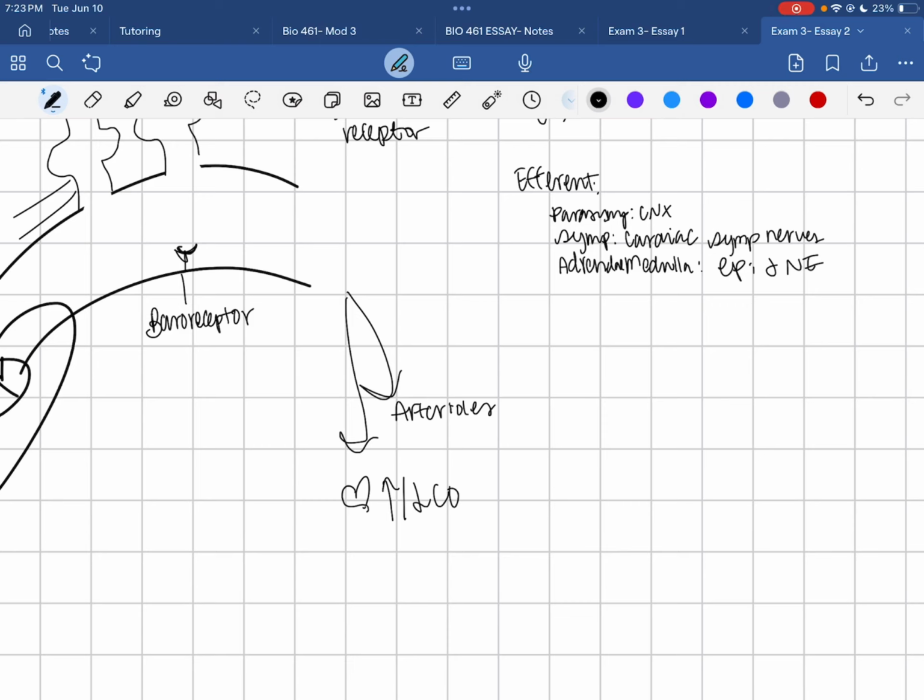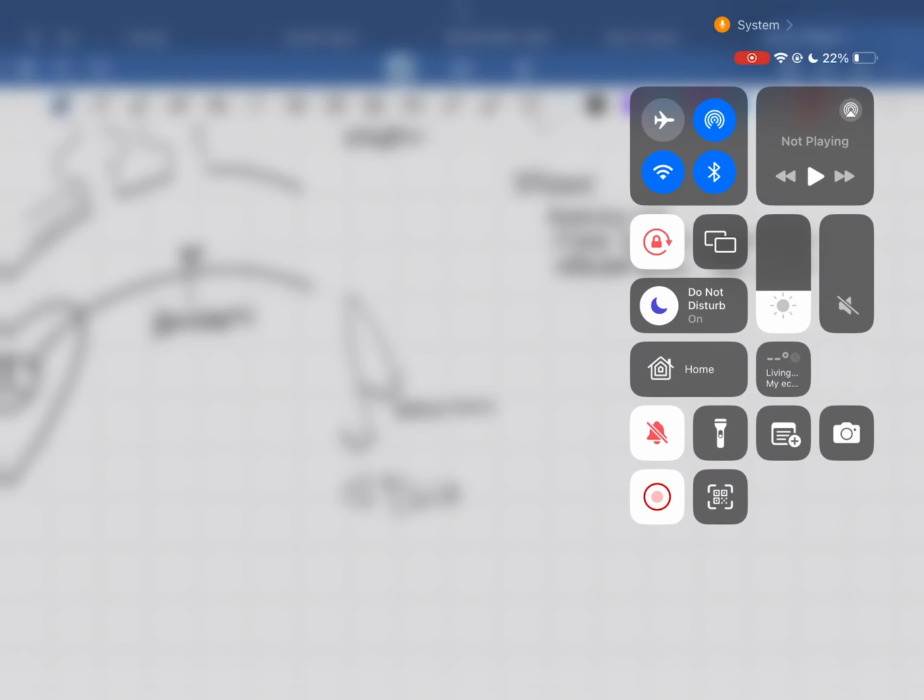And then we have our chemoreceptor reflex as well. Okay, we don't need to talk about that. So we have our mean arterial pressure and how that could basically affect it.